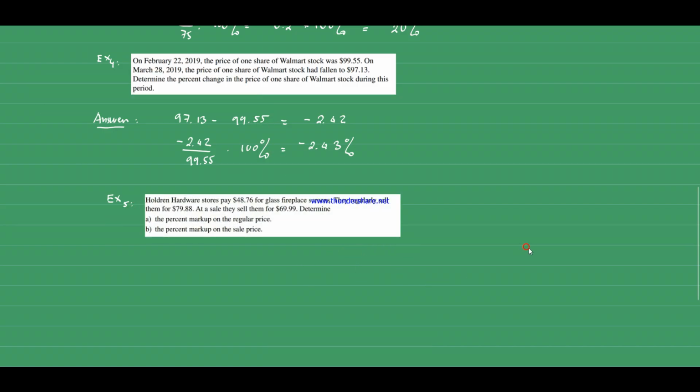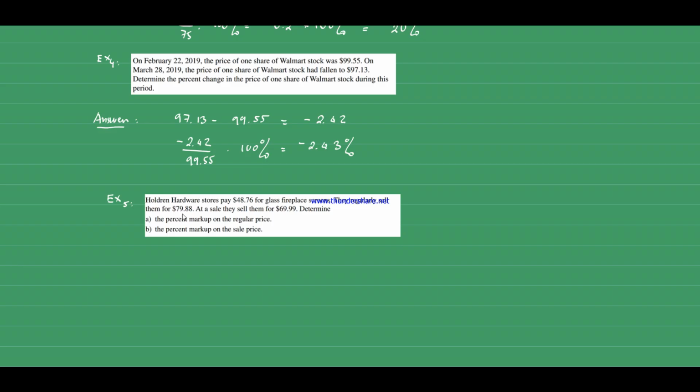In example number 5, what we have over here is percent markup, so kind of a different scenario, but the same concept. You see that the price starts from 47.76, then they sell them at 79. They regularly sell at 79. At the sale, they sell them at 69. Determine the percent on the regular price. The regular price is this one.